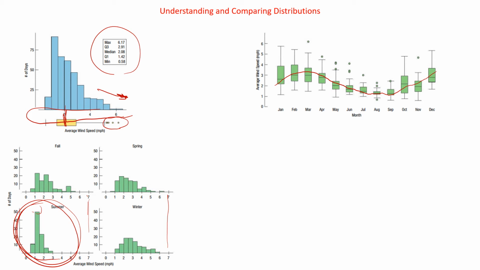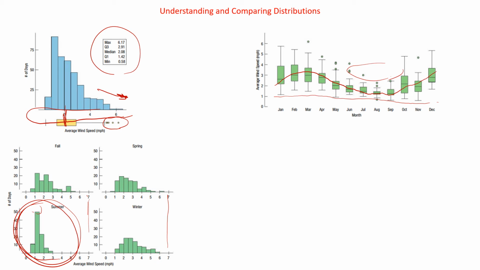Notice the minimum is about the same. Every month there were days with very little wind. The maximum definitely changes because in March and April and such, you have outliers even up at the top. But then in summer, in these months, you don't have any days that have much wind.